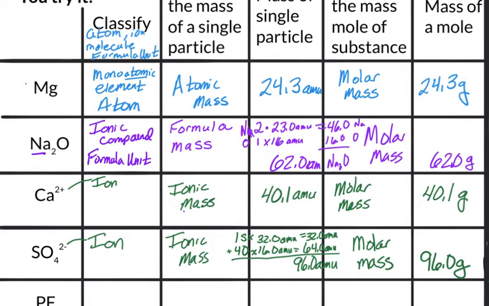And let's go on to PF3. So we start by classifying by looking at what the formula looks like. We can see that it's a compound of some sort. It does not have a charge on it, so it's not an ion, and it has more than one particle present, so we have both phosphorus and fluorine. We see that both of those are nonmetals. That makes this a molecular compound. That means the name for the mass of a single particle of PF3 will be the molecular mass.